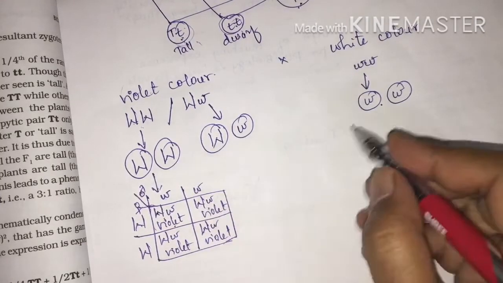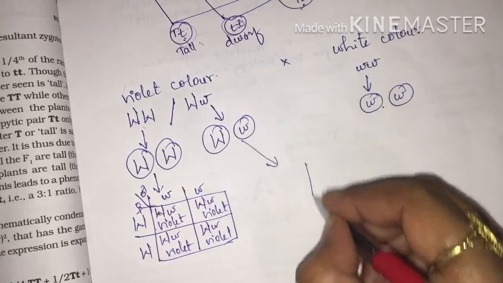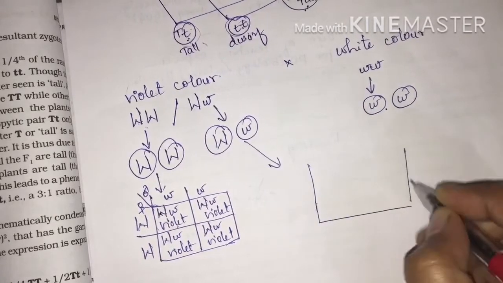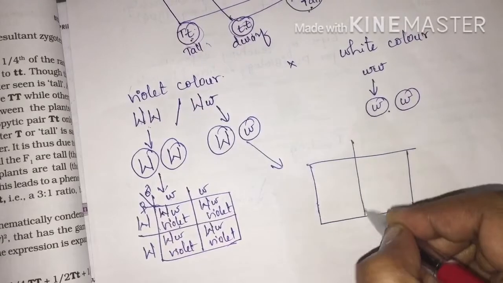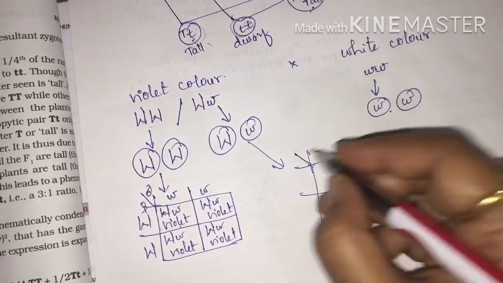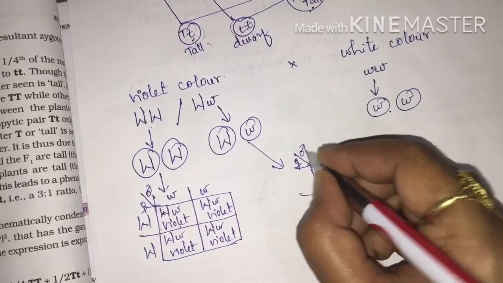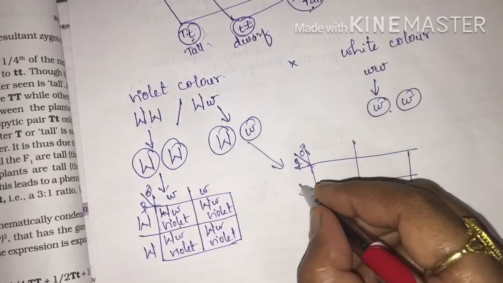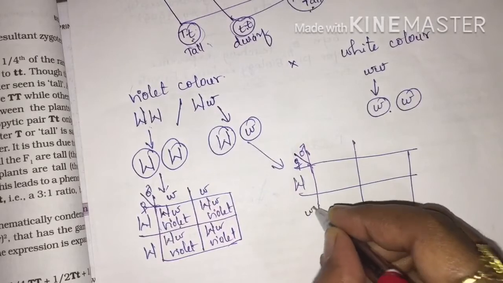Next, the same cross. If we take this one like this, okay, same, one side female, another side male. Again I will use this capital W and a small w.